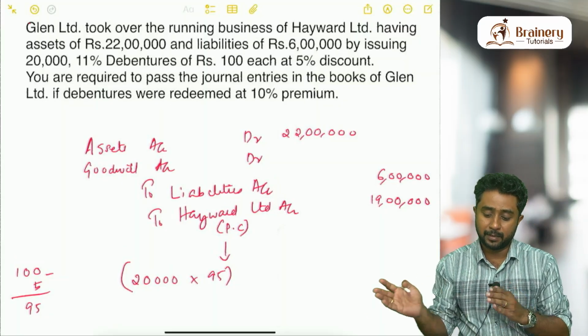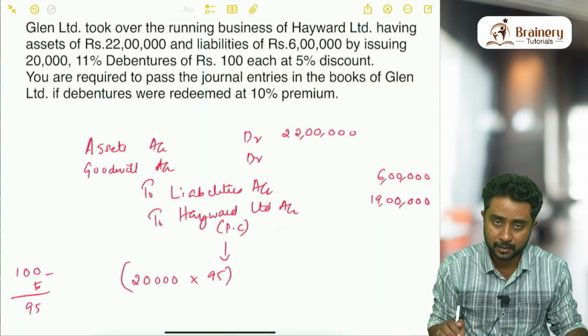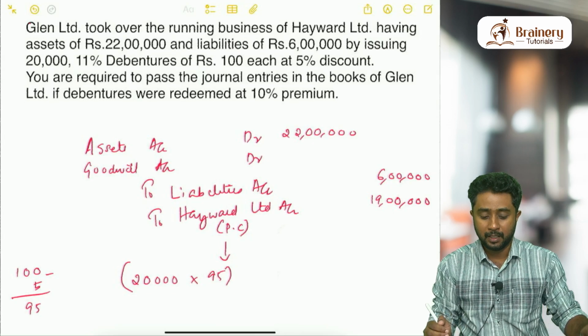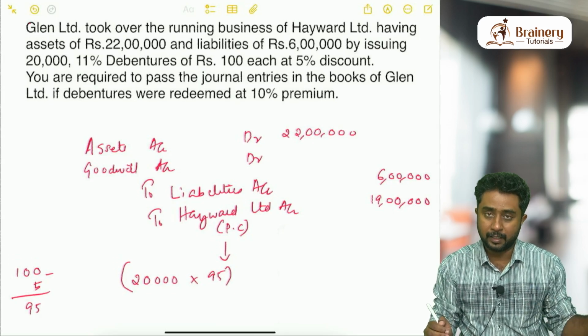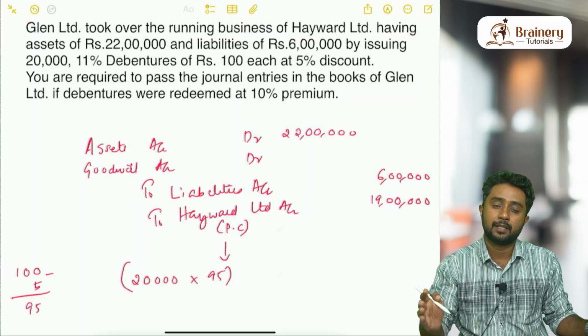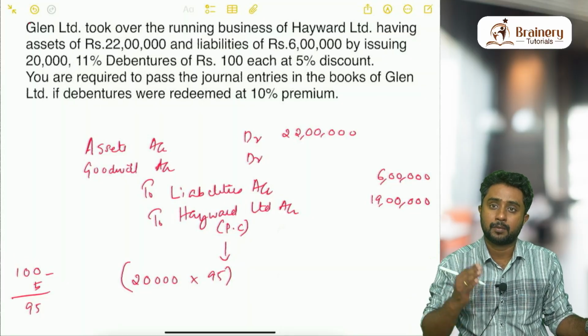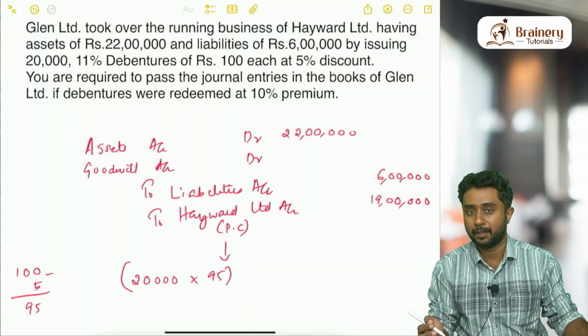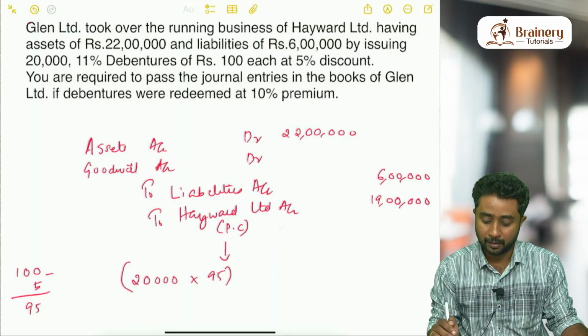Similarly, if some value is missing on the credit side, it will be called capital reserve. Goodwill is the excess amount that we are paying to the company for acquiring the assets and liabilities.